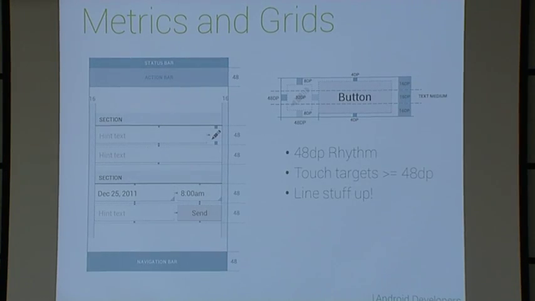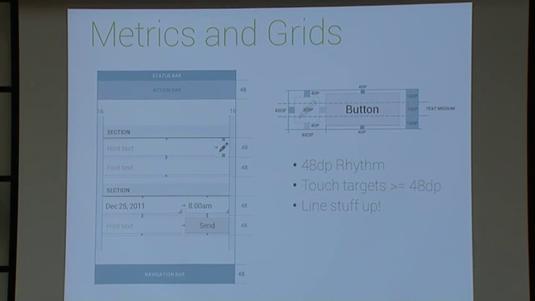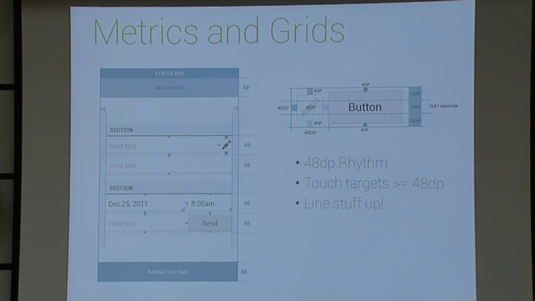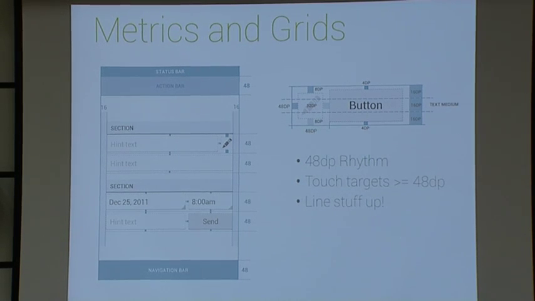Next up is metrics and grids, which is a fancy designer way of saying line stuff up. It took me a while to realize that, but using certain heuristics, we've worked out that a 48 dp rhythm works incredibly well on Android. Devices scale big and small, but hands don't, right? The average human finger pad is about 7 millimeters across, and 48 dp is slightly larger than that. So nothing that's interactive, nothing clickable, should ever be smaller than 48 dp.